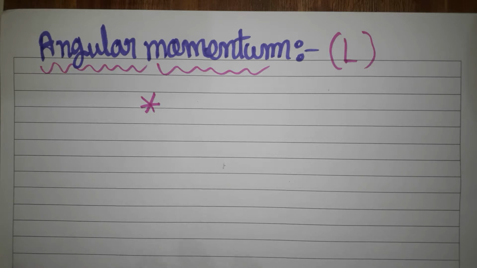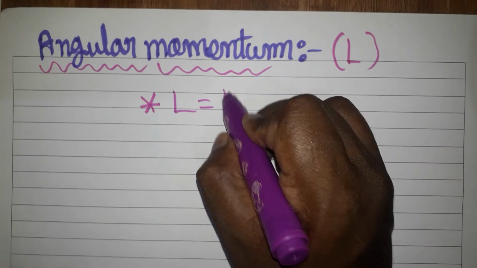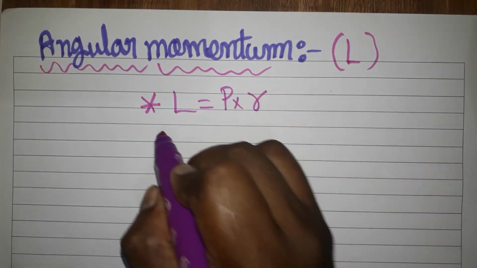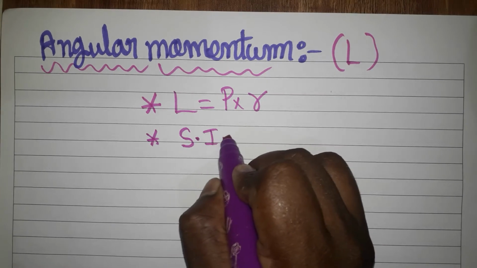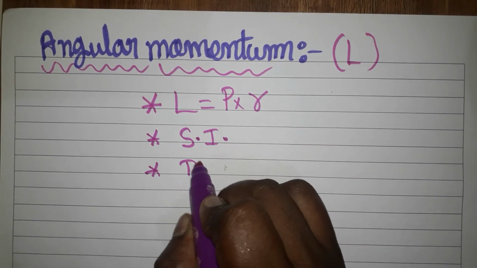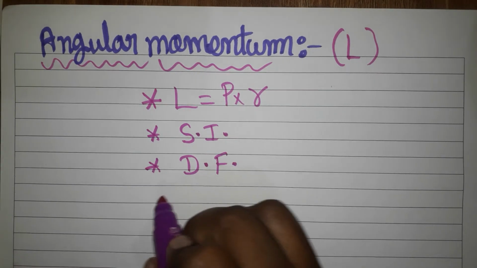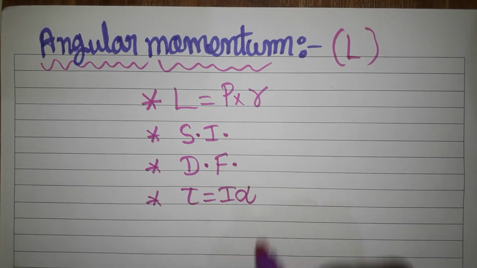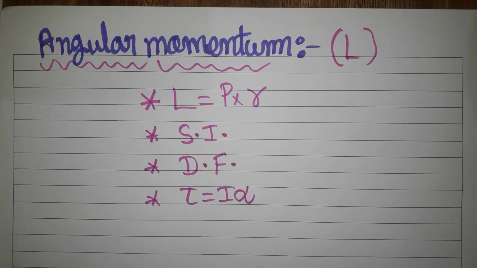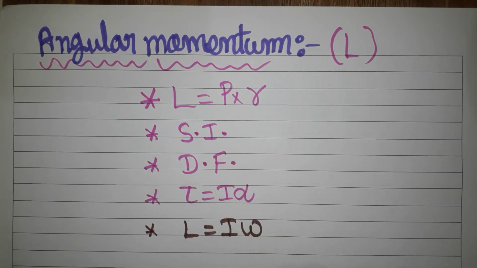Okay, the first thing we are going to learn in angular momentum is angular momentum equals linear momentum times radius. The next one, the SI unit of angular momentum. The next one, the dimensional formula. Then we are going to learn the relation torque is equal to I alpha. This equation we are going to learn how to derive. The next one, L is equal to I omega. Angular momentum is equal to I omega.